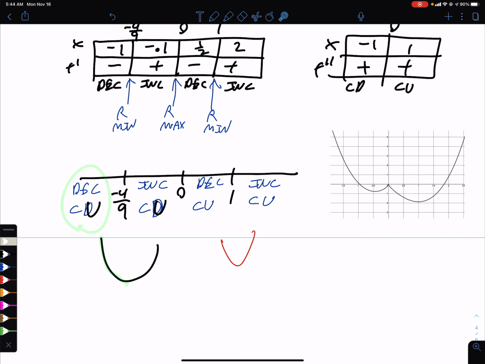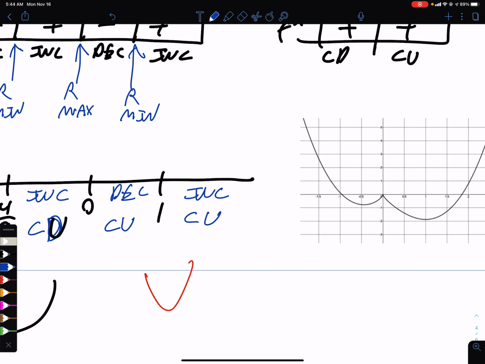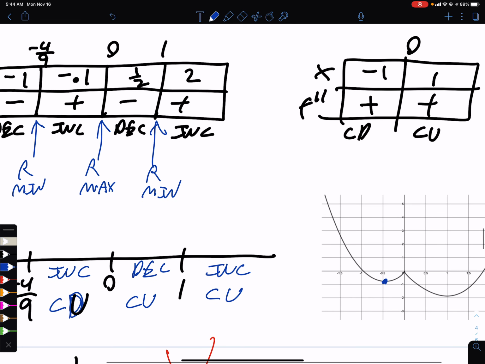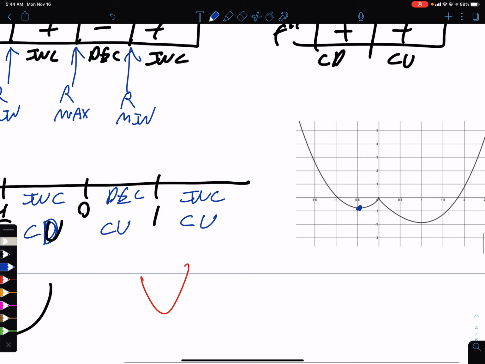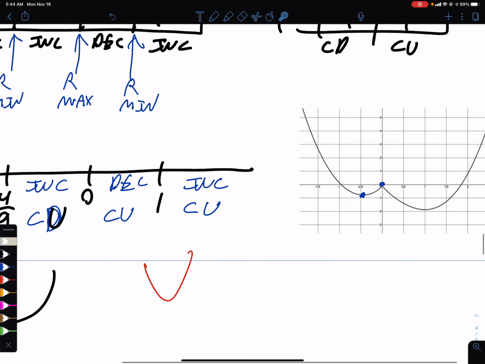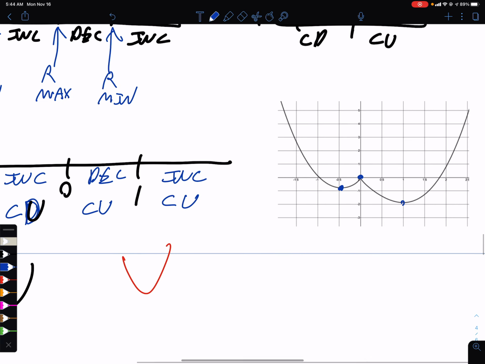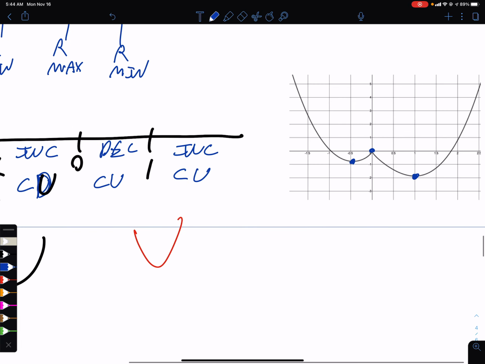I have a relative minimum. If I actually calculated that, I would get -4/9, and I'd get a y value. You'd actually find that y value. And your relative max, you would get 0, 0. So you'd actually plot that point. And if you found the y value for 1, you would find that point. You would have found your two relative mins and your relative max. So those points would be found for you.